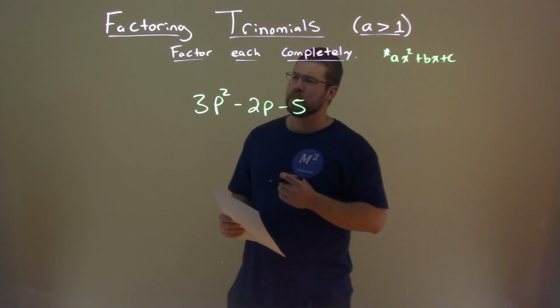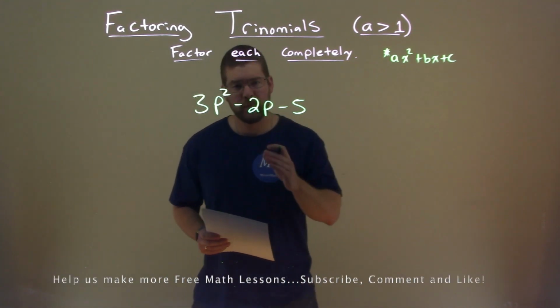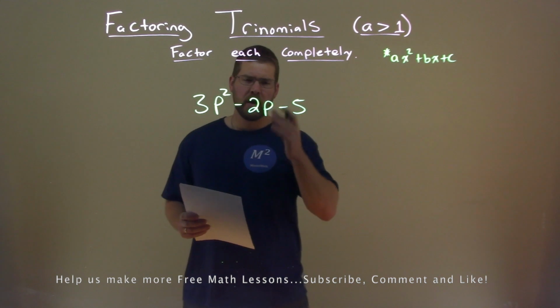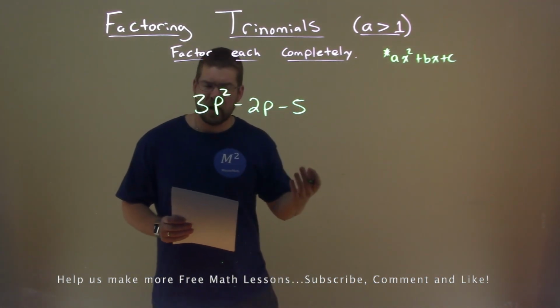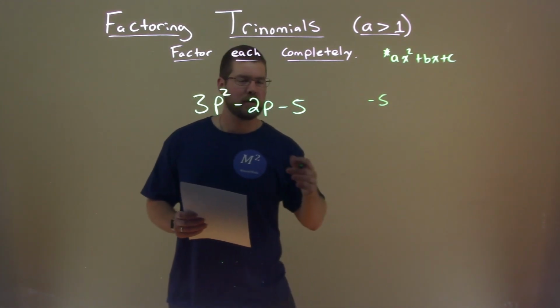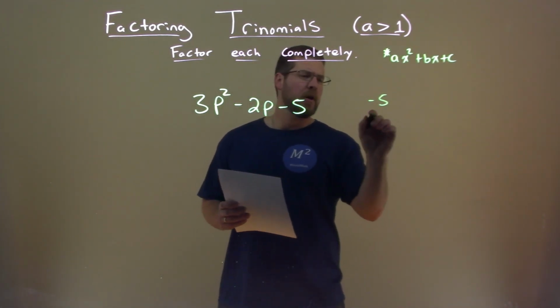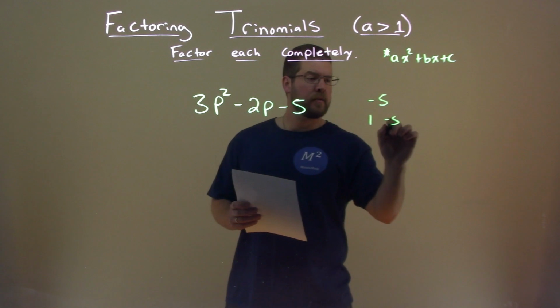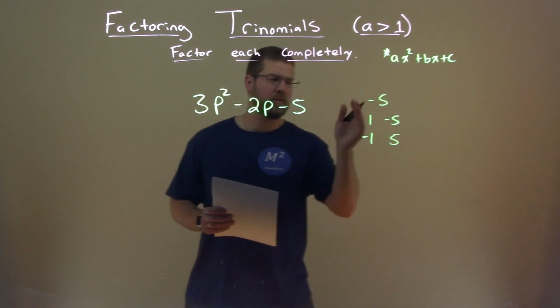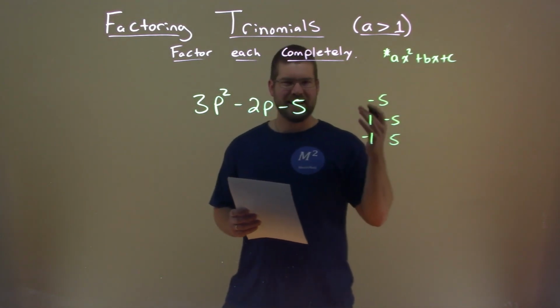We're given this problem here, 3p squared minus 2p minus 5, and we want to factor this completely. I first look at my negative 5. I take that negative 5 and say, okay, what two numbers will multiply to be negative 5? We have a positive 1 and a negative 5, and a negative 1 and a positive 5. Those two numbers, when they multiply, will equal a negative 5.